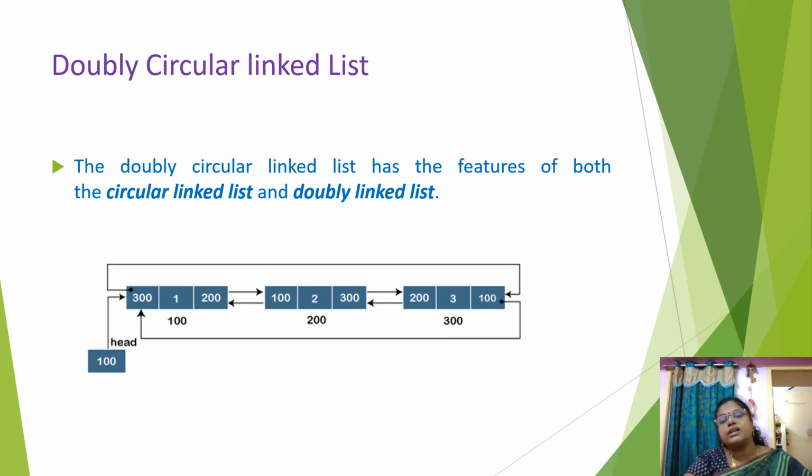The doubly circular linked list has the features of both the circular linked list and the doubly linked list. In this, every node contains three parts. One is the data part, the other two are the address of the previous and the address of the next node. In this, the last node connects to the first node and the first node also connects to the last node. It creates double circles.